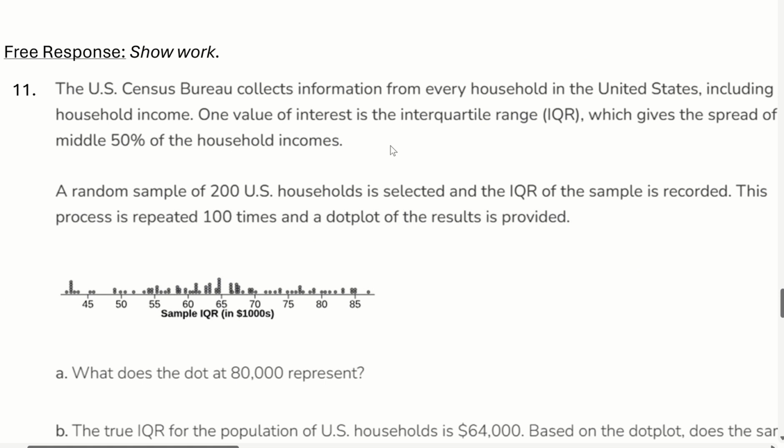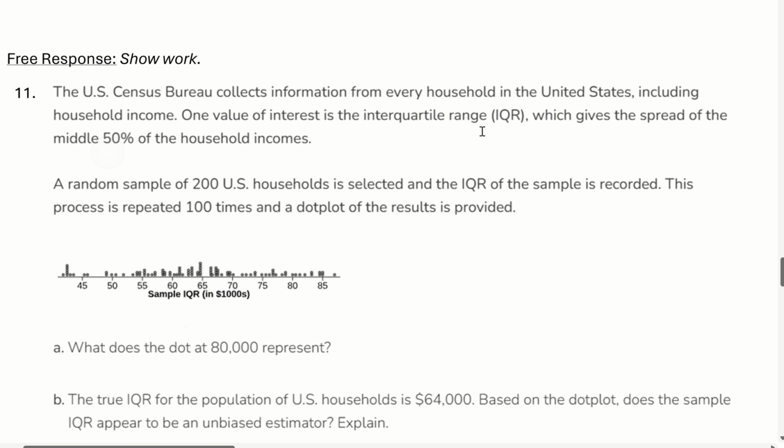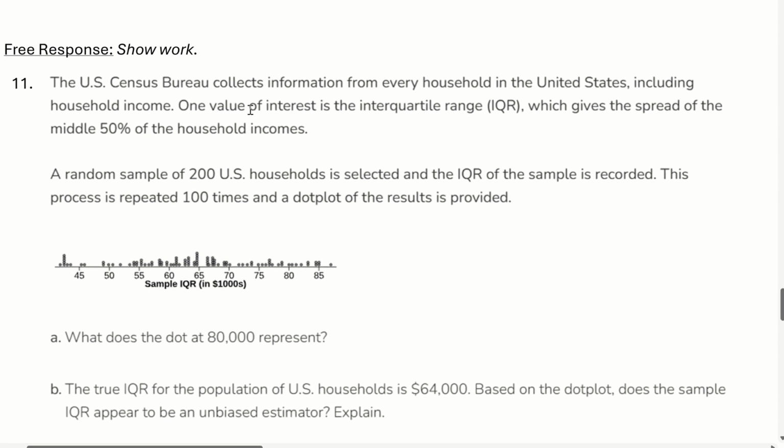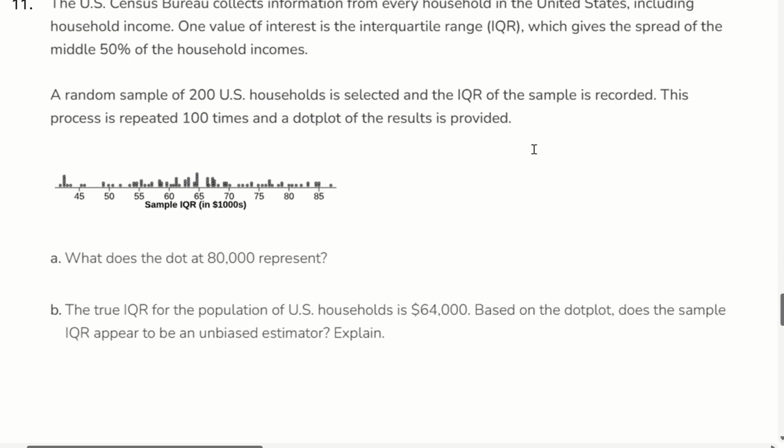All right, so let's look at the free response questions. The U.S. Census Bureau collects information from every household in the United States, including household income. One value of interest is the interquartile range, or IQR, which gives the spread of the middle 50% of the household incomes. A random sample of 200 U.S. households is selected, and the IQR of the sample is recorded. This process is repeated 100 times, and a dot plot of the results is provided.